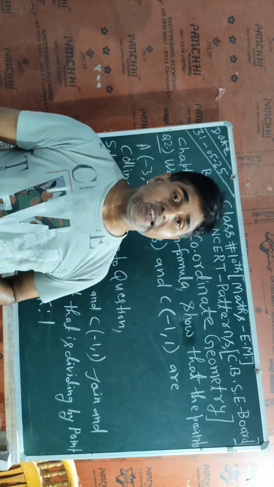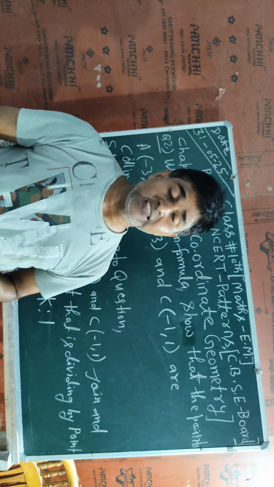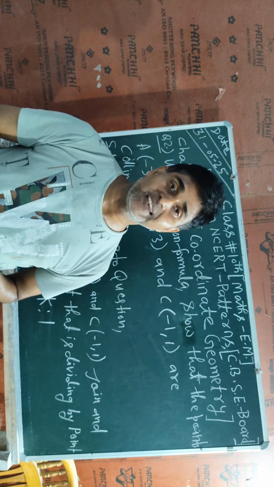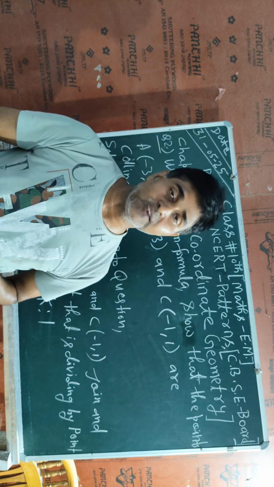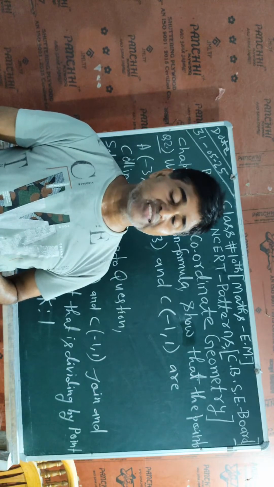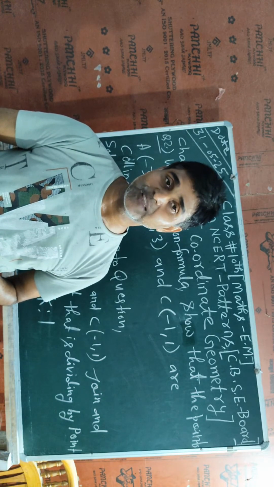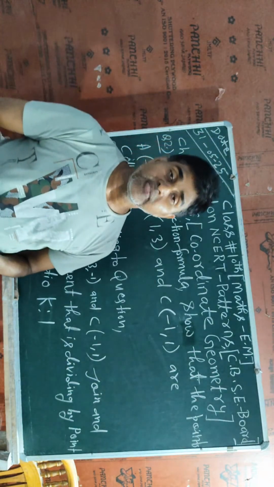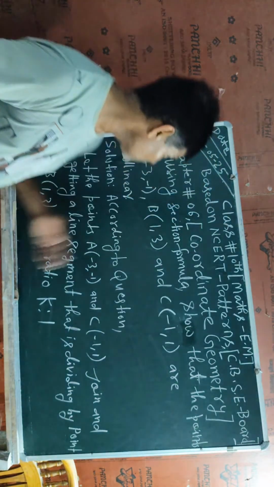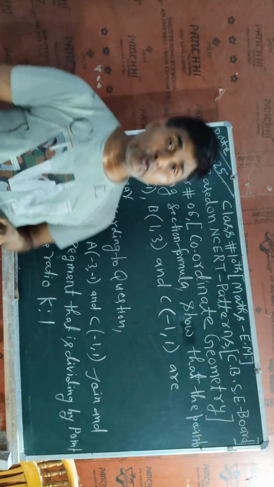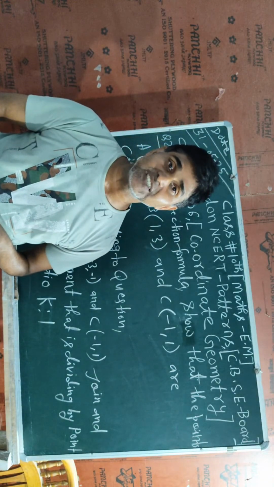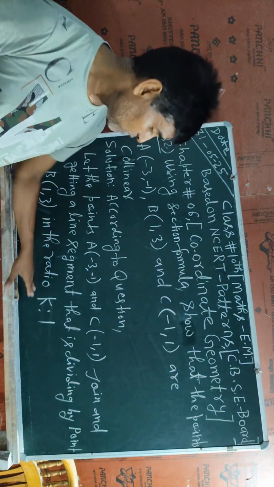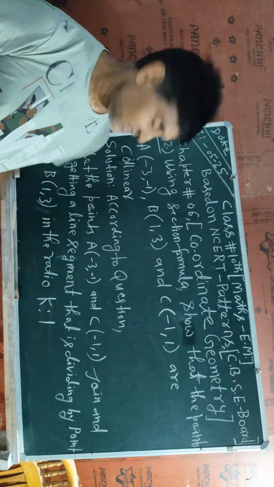I have taken any 2 points, and when these 2 points are joined, we get a line segment. Then again, a third point divides the line segment in the ratio k:1. Now I will use the section formula, because in the question you have to use the section formula for getting its solution. Therefore, I will use the section formula for getting its result.